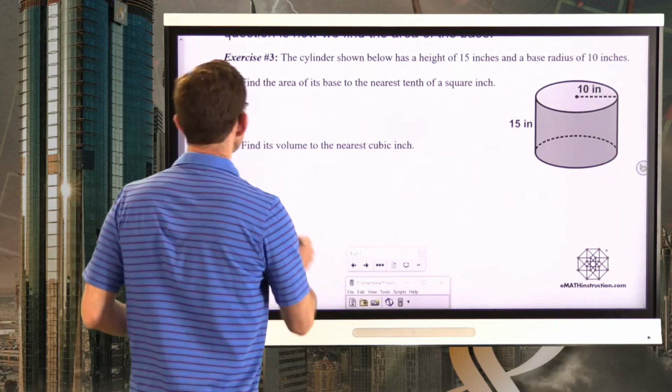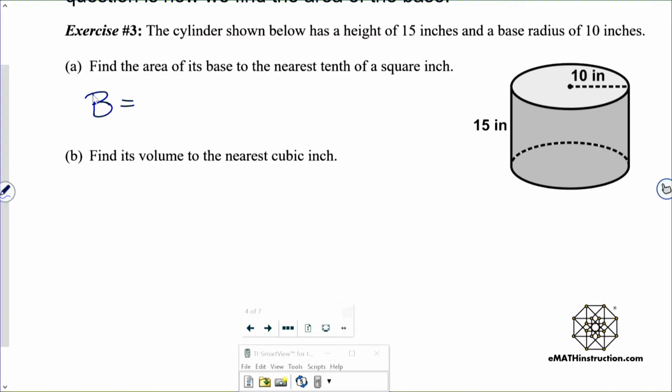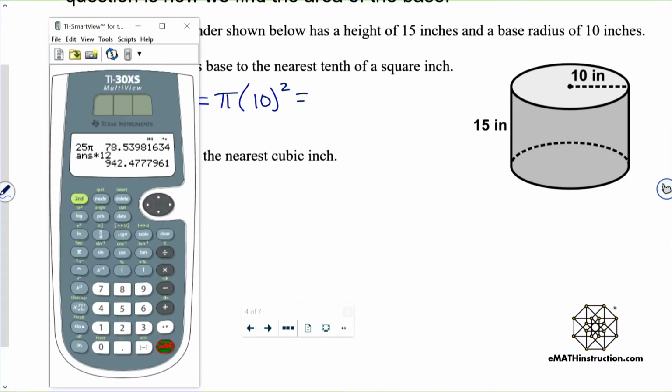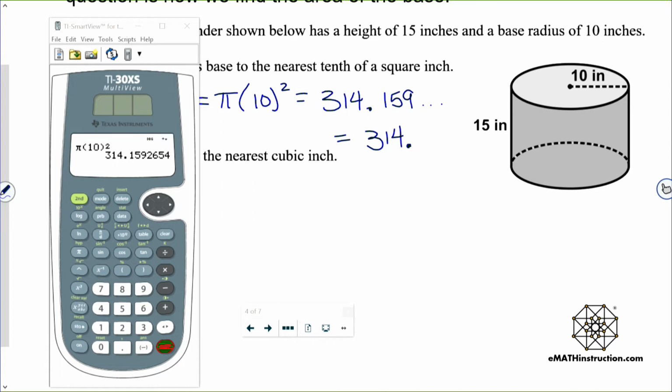All right, well, let's do it. Since this is the area of the base, I'm going to keep using that big B for area of base. That's pi times r squared. That's going to be pi times 10 squared. Pi times 10 squared. One more time, pi times 100. That's going to be 314.159, etc. So to the nearest tenth will be 314.2 square inches.